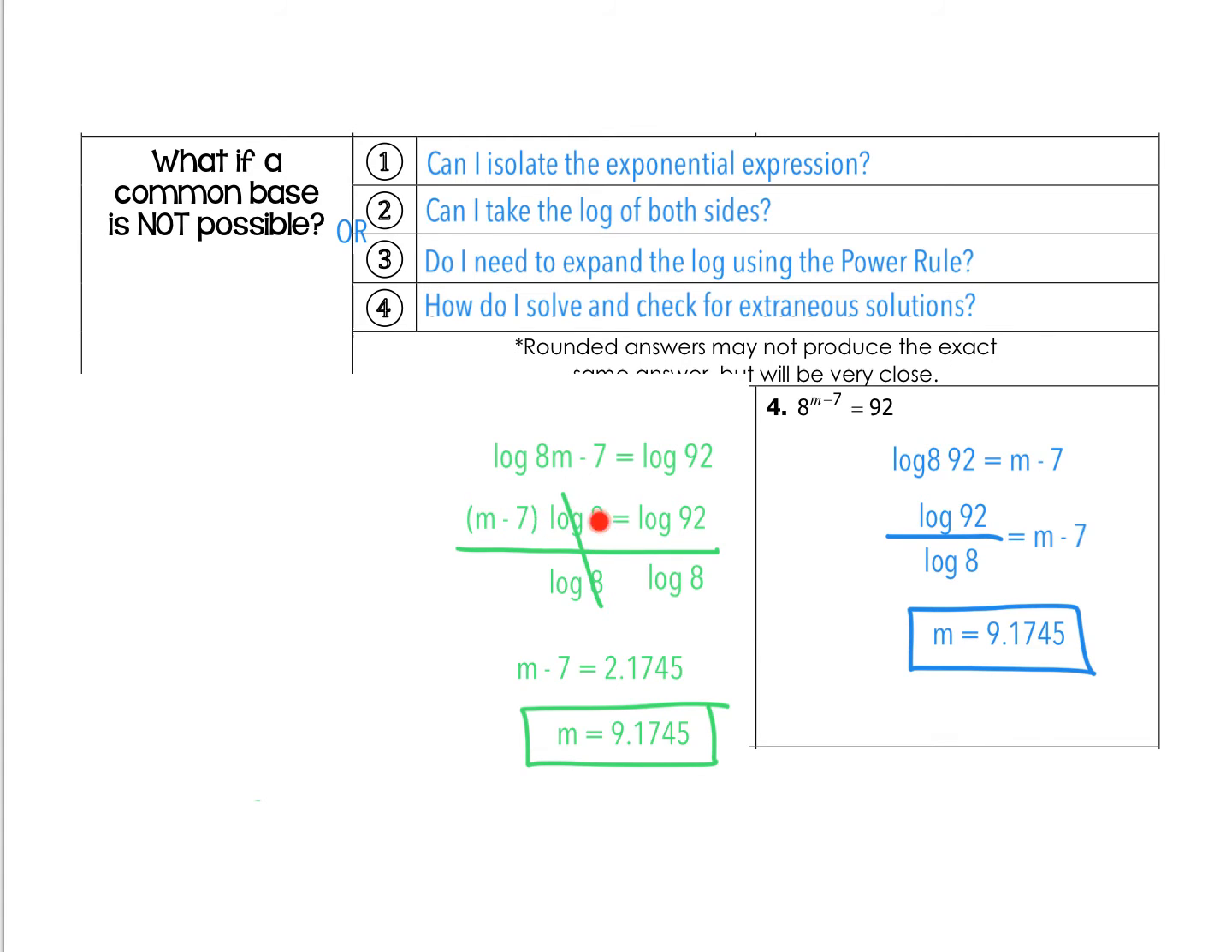And then this is being multiplied by this, so if I want to start getting towards the variable, I'm going to divide both sides by the log of 8. And so when I do, that cancels, and I'm left with m minus 7. The log of 92 divided by the log of 8 in my calculator produces a rounded value of 2.1745, and then to get m by itself, I add 7 to both sides. Over here, I went ahead and used the change of base theorem or formula, which says the log of 92 over the log of 8, which gave me 2.1745, and then I added 7 to both sides to get m equals 9.1745.